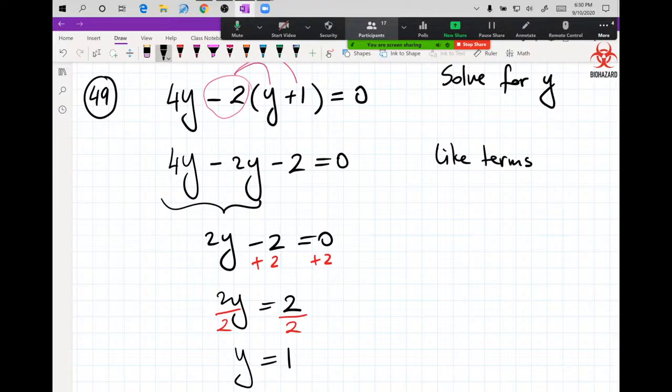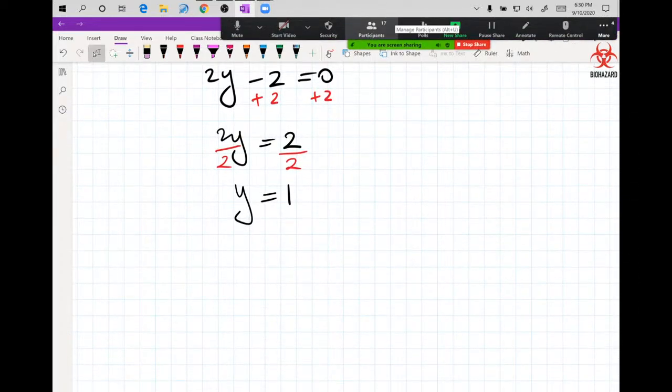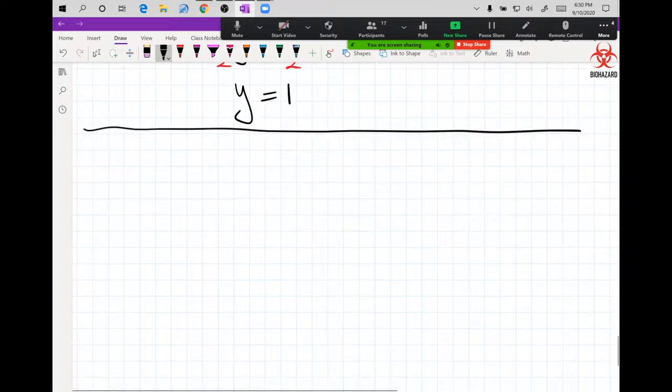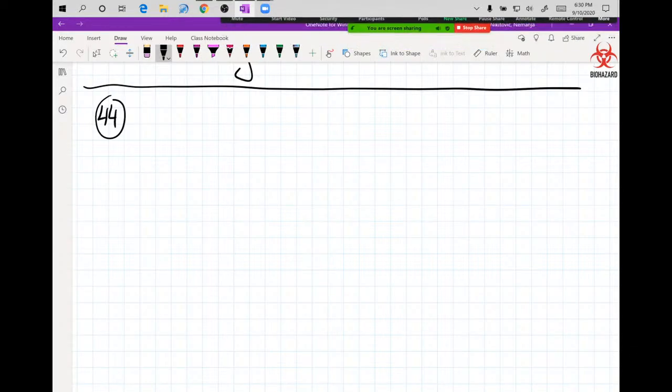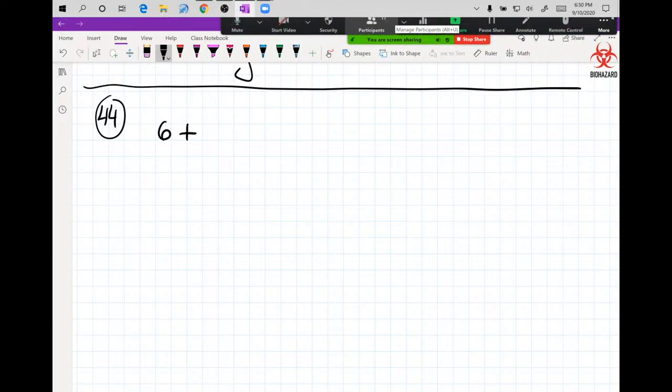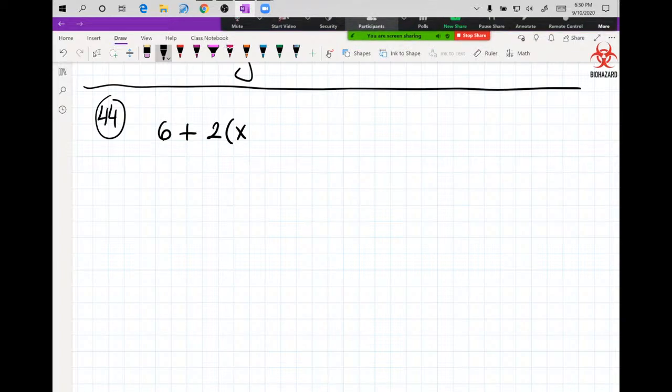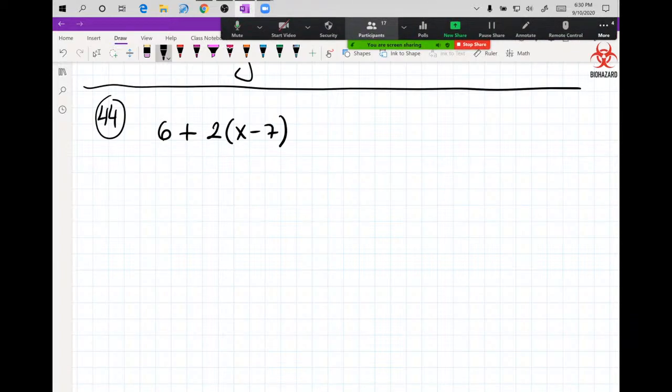So we did simple problems. We did a little bit spicier problems, like a medium spice dish. Should we put one diabolical problem? Yeah, exactly. That's what we want, right? We signed up for it. Problem 44. 6 plus 2 open parenthesis x minus 7 close parenthesis equals 10 minus 3 open parenthesis... I'm not joking.